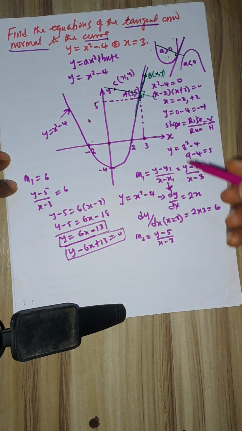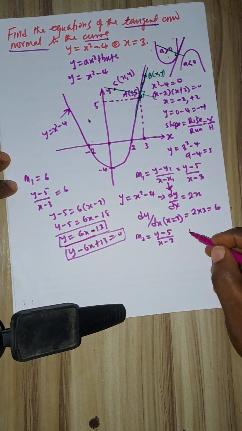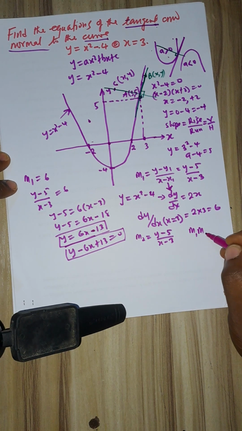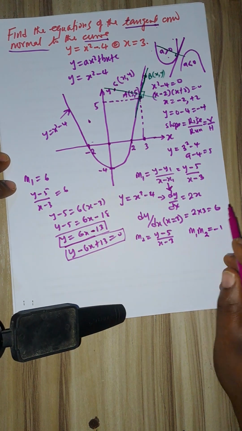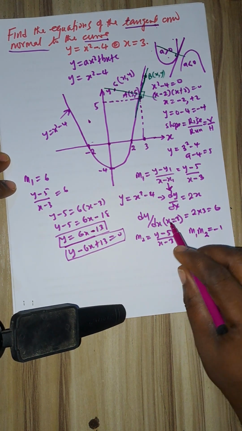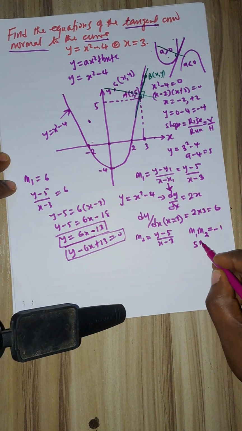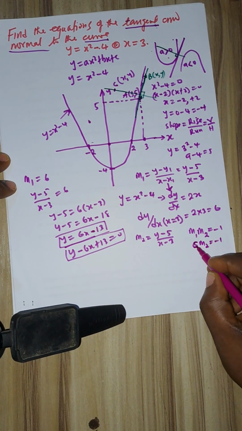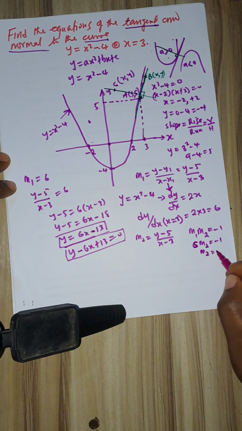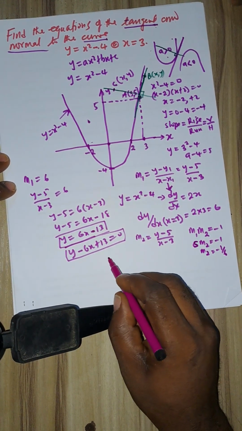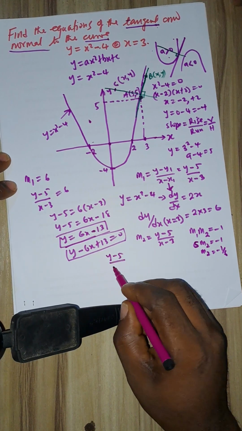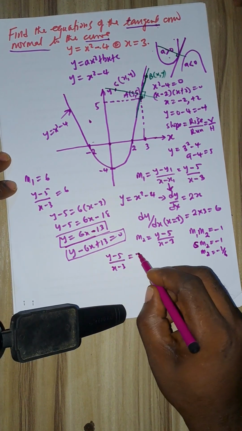In coordinate geometry, if two lines meet at an angle of 90 degrees, the product of their slopes, M1 and M2, will be -1. So the slope we got, look at it, is 6. M1 is 6. So 6 times M2 equals -1, therefore M2 is -1 over 6. So we have y minus 5 all over x minus 3 equals -1 over 6.